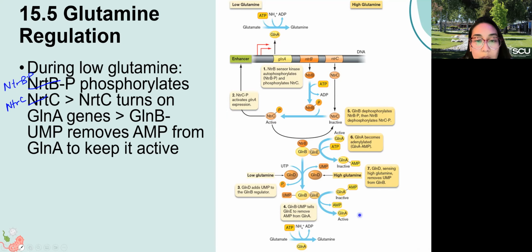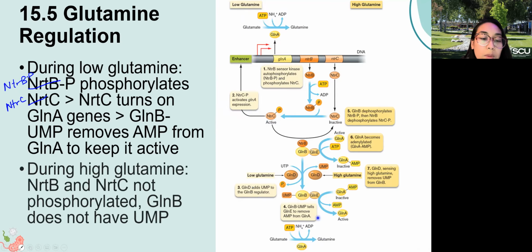So this beginning part is the regulation of the gene, and then this end part here is the regulation of the protein activity. So gene regulation and protein activity regulation. And that is what's happening when there's low glutamine.